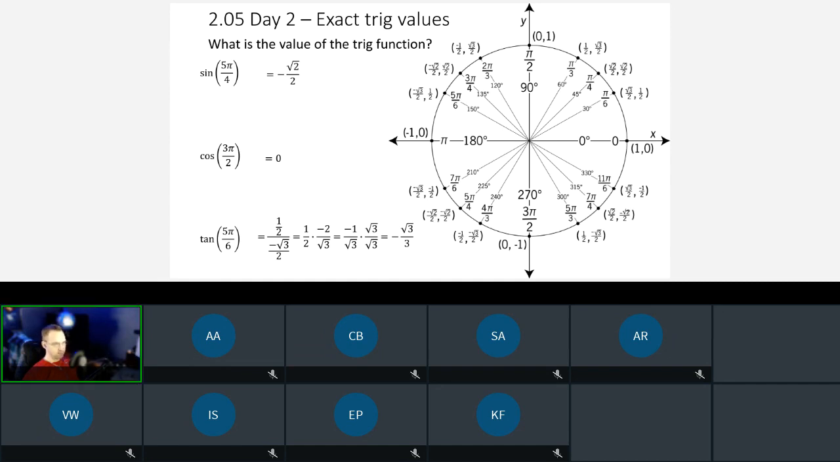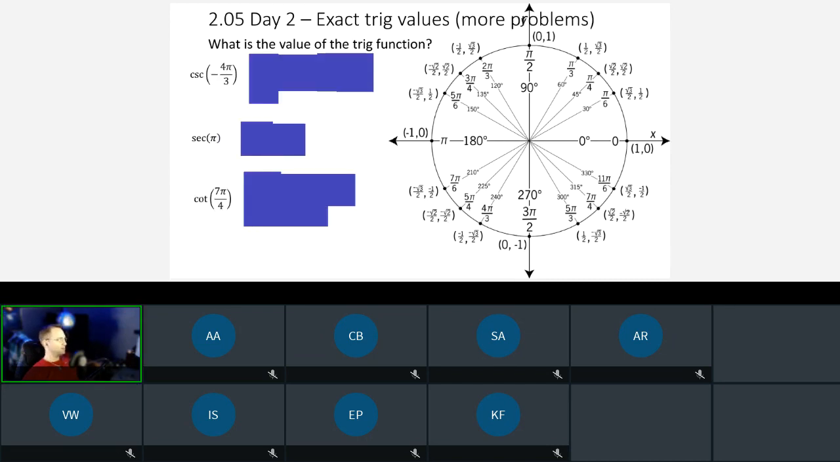All right, we good on this page? We had basically 2 days of this lesson. The last 2 days. Use your unit circle. All right. We want to find the exact values. So we got more problems.